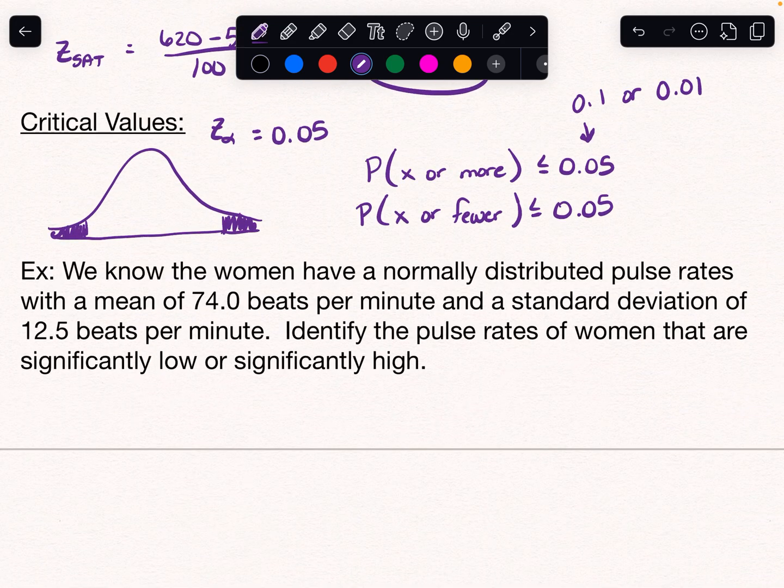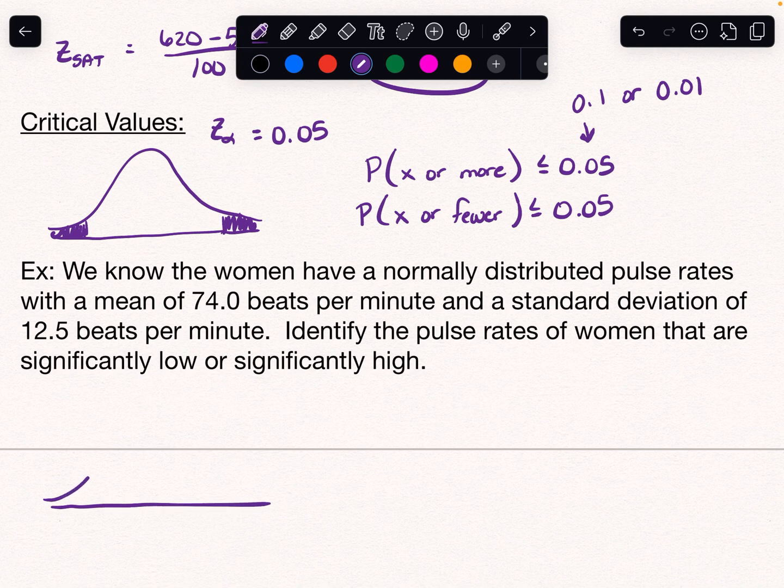So we know the women have normally distributed pulse rates with a mean of 74 beats per minute and a standard deviation of 12.5 beats per minute. Identify the pulse rates of women that are significantly low or significantly high. So I could do the range rule of thumb and just make it like 2 standard deviations larger and 2 standard deviations smaller. But I want to try and use this area and normal distribution curve to figure this out instead, just so we can make the connection.